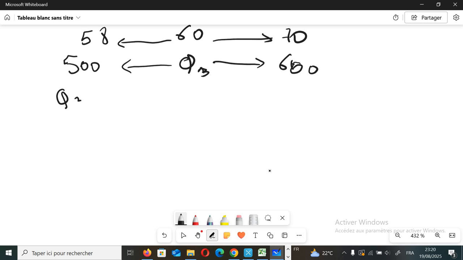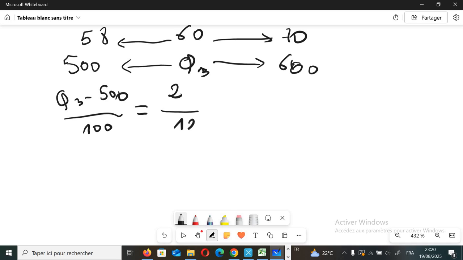Q3 minus 500, I'm going to calculate it directly. 600 minus 500 gives us 100. 60 minus 58 gives us 2. And 70 minus 58 gives us 12. I'm going to look for calculating that.